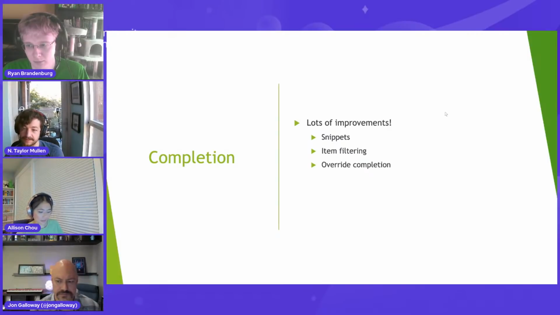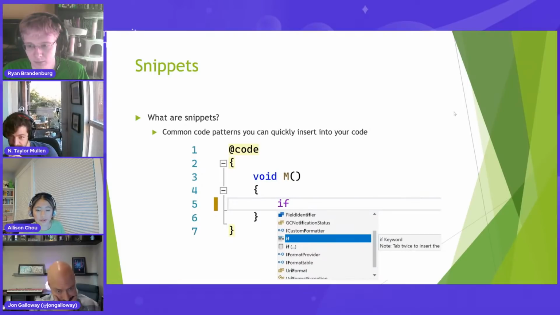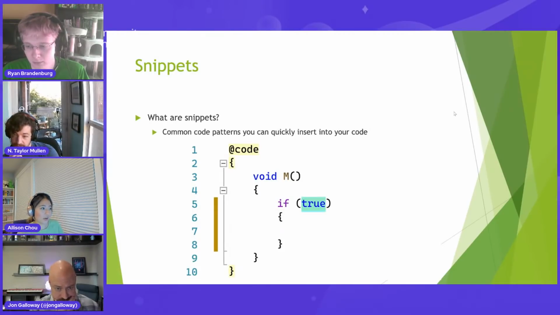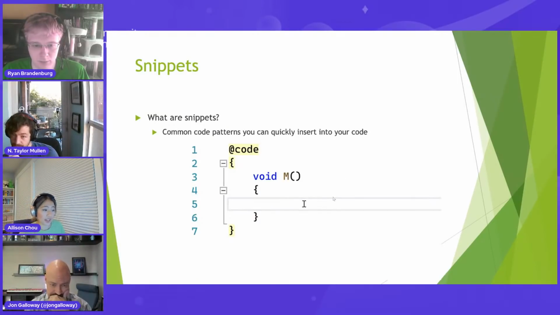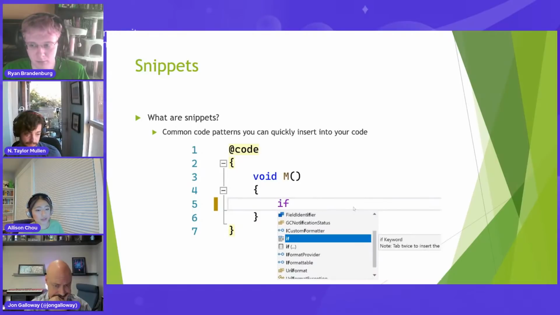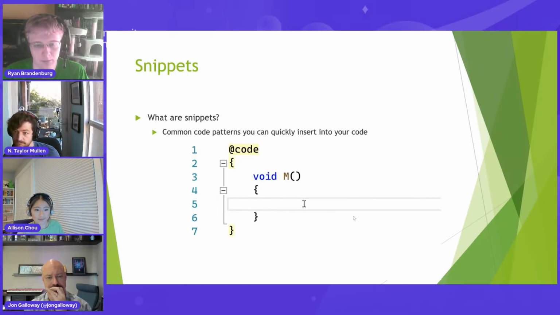So let's see here. First, we'll start out with snippets. For those of you who are unfamiliar, snippets are common code patterns that you can quickly insert into your code. For example, here we're inserting an if snippet, and most of the basic structure is already done for you. As a user, all you need to modify is just the condition and the body of the block.